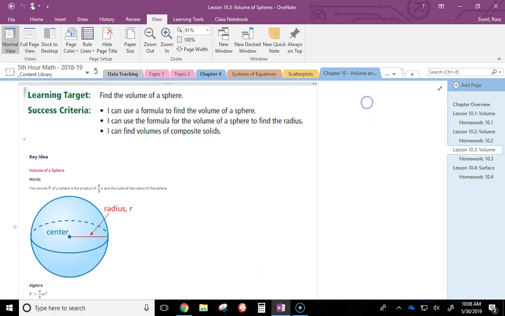Today's goals: you're going to find the volume of a sphere using our equation, use the formula to find the radius, and find volumes of composite solids. So you might have a little mixture up here.